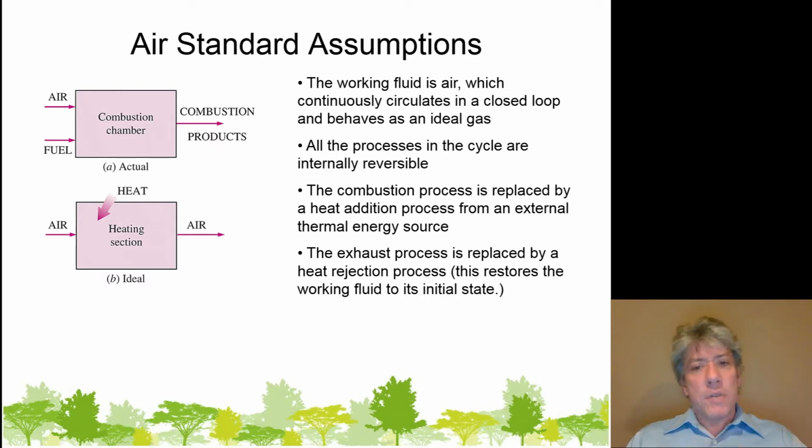Now, there's something interesting here about the closed loop part. If we jump down to the bottom point, where it says the exhaust processes are replaced by a heat rejection process, well, what is the purpose of putting the hot nitrogen outside of the car, out of the tailpipe? I mean, after all, the next car that comes along is going to scoop some of that up, right? It must. It's right behind it.